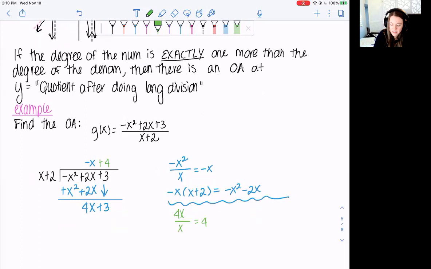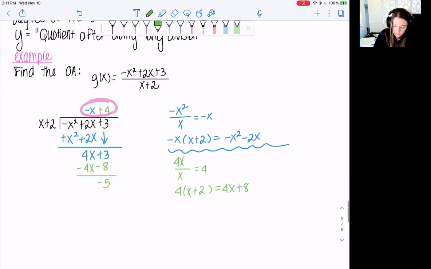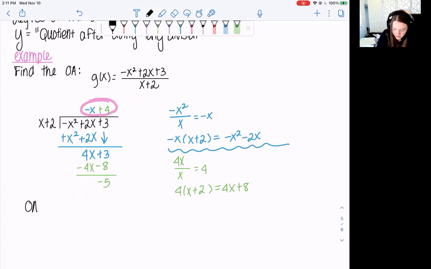We could just stop because this right here is our oblique asymptote. We don't need to do any of the rest. We don't need to find the remainder. If we wanted to, we could, but it is ultimately unnecessary because the remainder doesn't do anything for us when it comes to finding oblique asymptotes. So for this function, there's an oblique asymptote at y equals negative x plus 4.